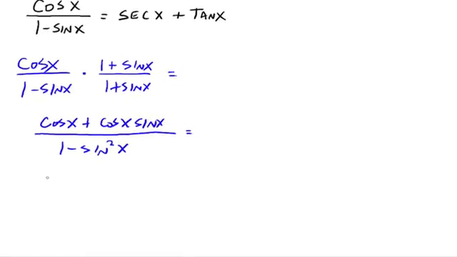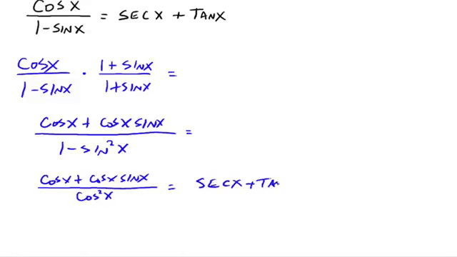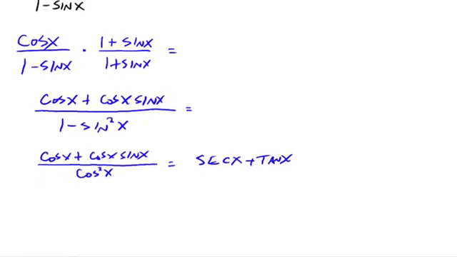All right, so then we have cosine x plus cosine x sine x still on the top, but the denominator now goes to cosine squared x, because 1 minus sine squared is cosine squared. And then, remember, let's keep in mind what our goal here is. Secant x plus tangent x. I'm going to scroll up. All right, so now let's write this as two separate fractions, right? So we would have cosine x over cosine squared x plus cosine x sine x over cosine squared x.